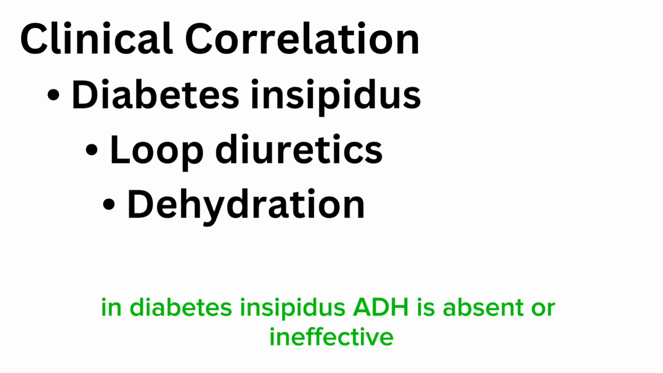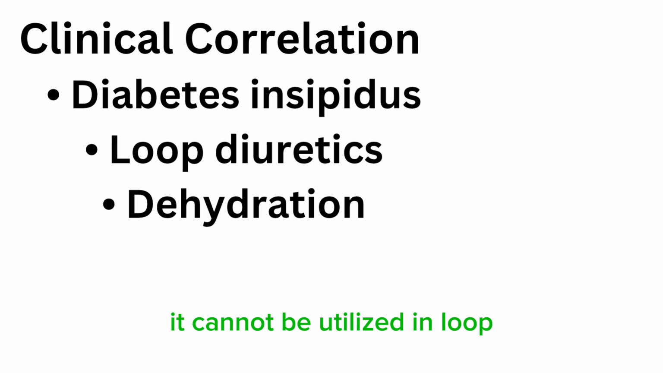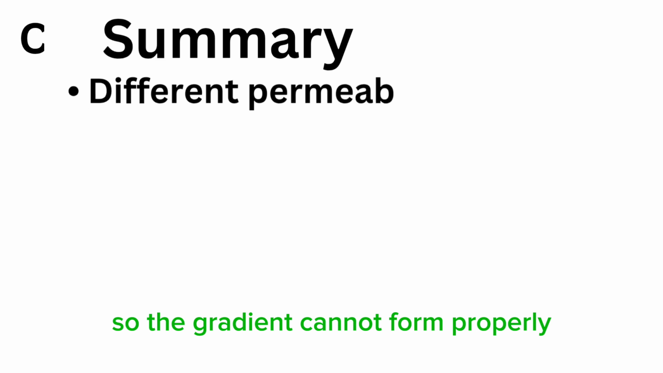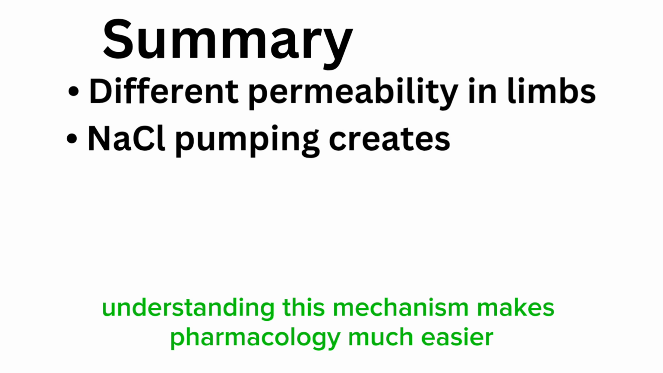In diabetes insipidus, ADH is absent or ineffective. So even though the gradient exists, it cannot be utilized. In loop diuretics, like furosemide, sodium reabsorption in the thick ascending limb is blocked. So the gradient cannot form properly. Understanding this mechanism makes pharmacology much easier.